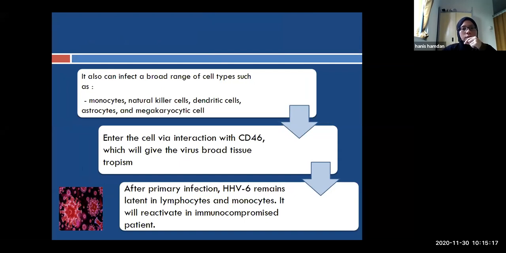The virus also can infect a broad range of cell types such as monocytes, natural killer cells, dendritic cells, astrocytes, and megakaryocytic cells. It also can enter the cell via interaction with CD46, which will give the virus broad tissue tropism. After primary infection, human herpesvirus 6 will remain latent in lymphocytes and monocytes. It will reactivate in immunocompromised and immunosuppressed patients.